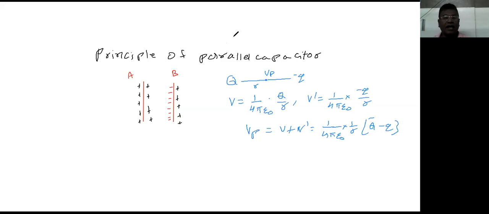I can add another charge plus Q to this Q here. If I add this charge, what would happen? Now the new potential at P will be 1 by 4 pi epsilon naught into 1 by R brackets. Now the total charge here on the left side will be nothing but plus small q plus capital Q.